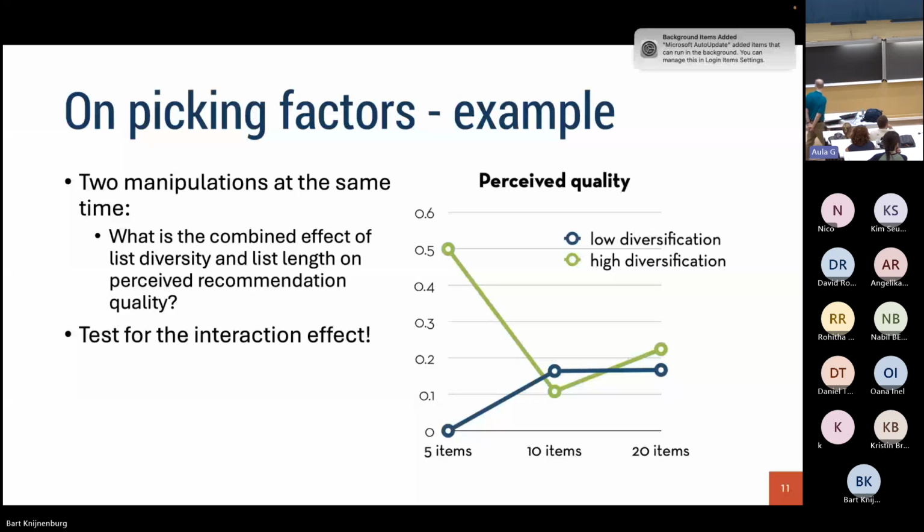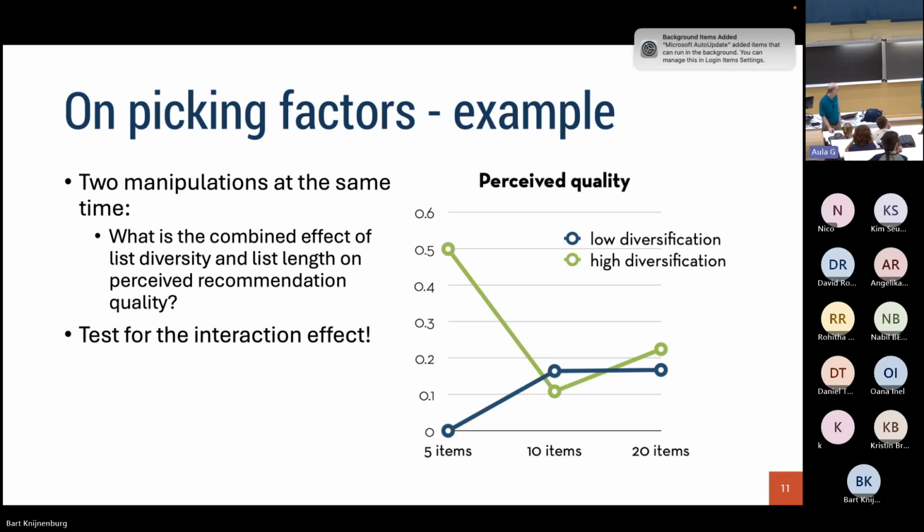And the interesting thing was that you saw an important difference between low and high diversification, but only for these very small lists of 5 items. For 10 and 20 items, you didn't really see a big difference. So if you were to study diversification with 10 or 20 items, you would run your study and not find an effect. Or if you run it with 5 items, you would find an effect and think that it is universal.